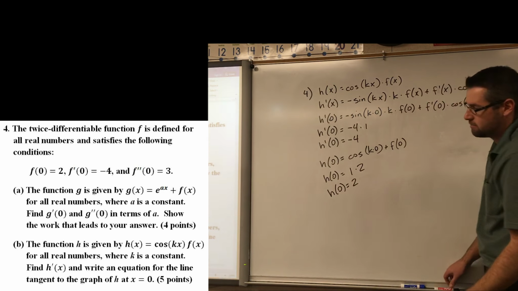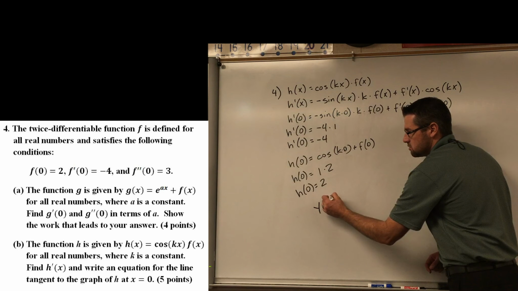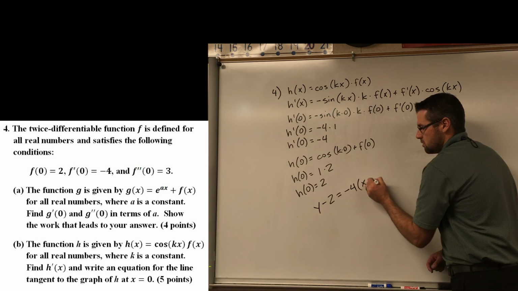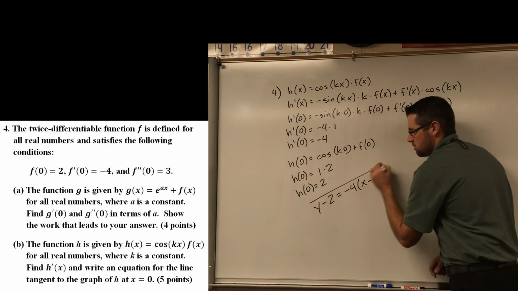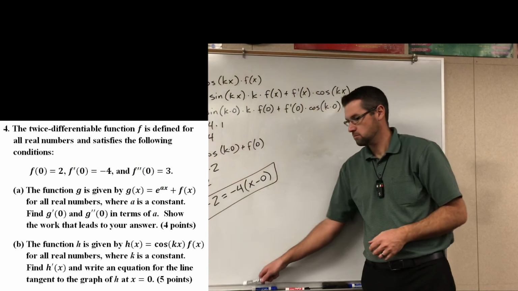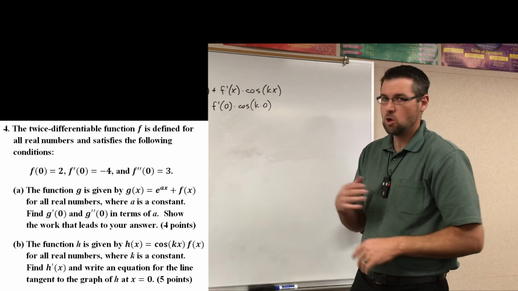So what's my tangent line? Y minus 2 equals negative 4 times x. There it is. Done. That was a lot of points for that. Hopefully I got that right.